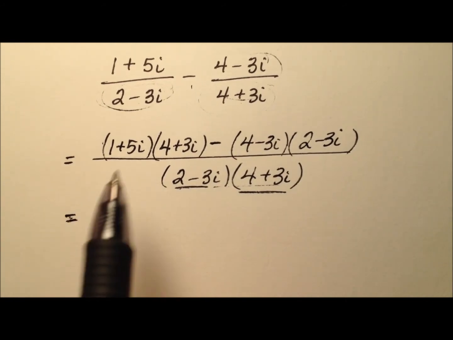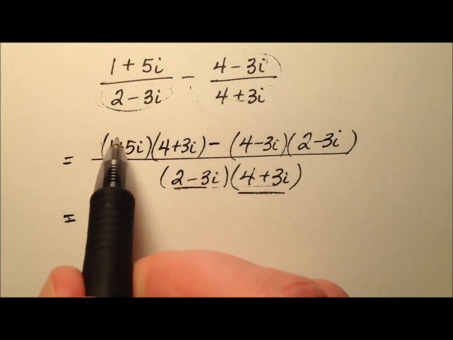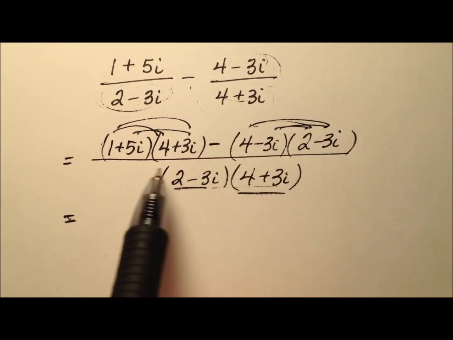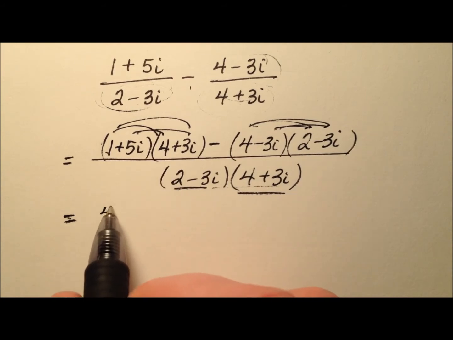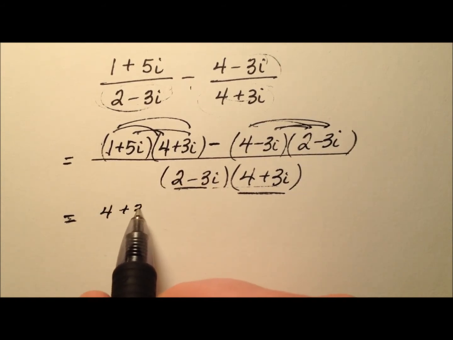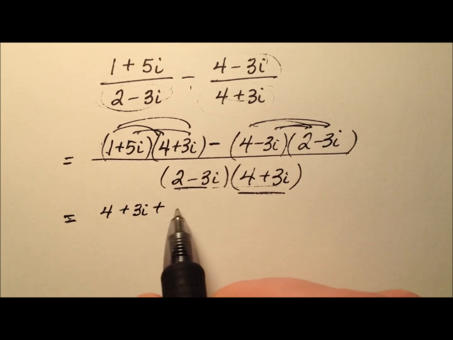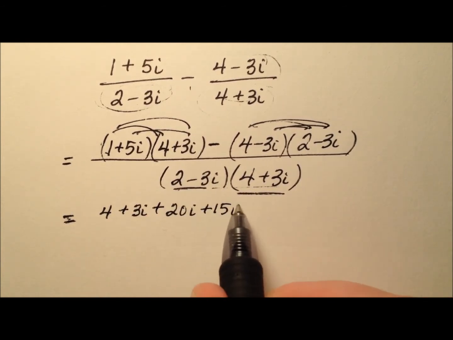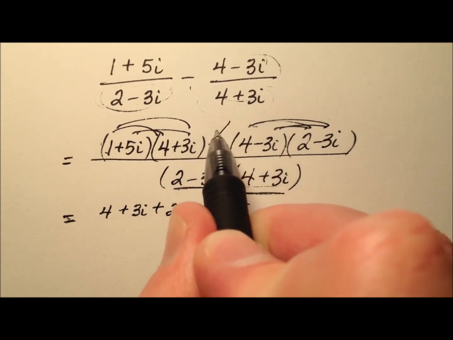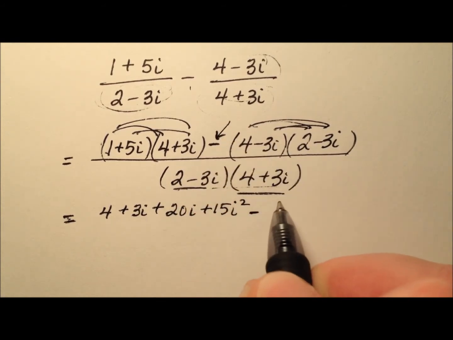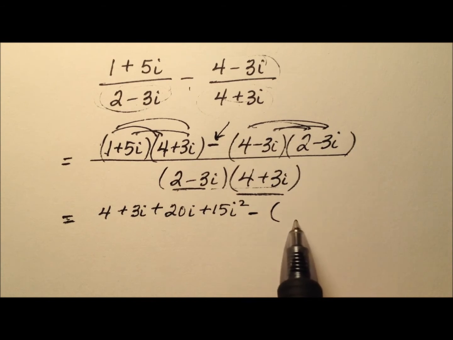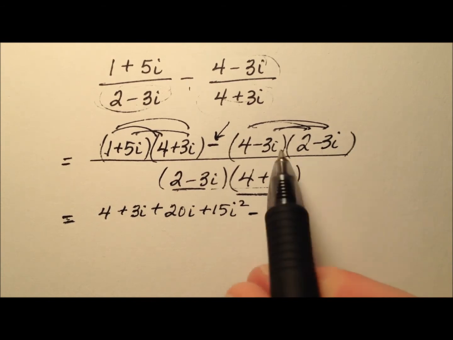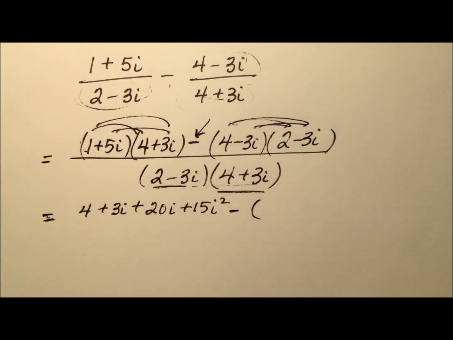So a lot of complex numbers that we're going to multiply together. So a lot of distribution, a lot of like terms. So 1 and 4 makes 4 when I multiply, plus 3i, plus 20i, and then plus 15i squared. So this minus sign right here, I'm just going to leave, and then I'm going to put this next multiplication in parentheses, because then I'll have to distribute the negative, and I don't want to get the signs of these terms wrong. So I'm going to be very careful.